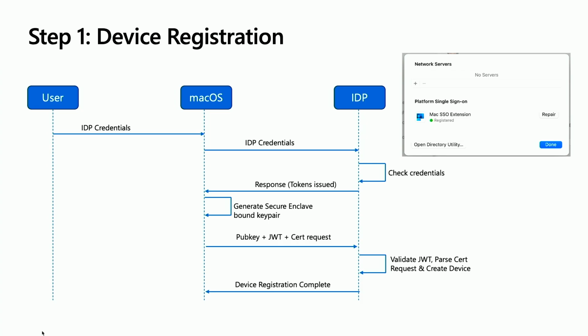If those credentials are correct and the IDP gives tokens back, we can basically use those tokens to continue our process. And what we do is we generate a device identity using the secure enclave of the Mac. We take that device identity, use it to create a device object in Entra ID. And then when that process is complete, we move on to step 2, which I'll cover in a second. But it's really important to understand this.